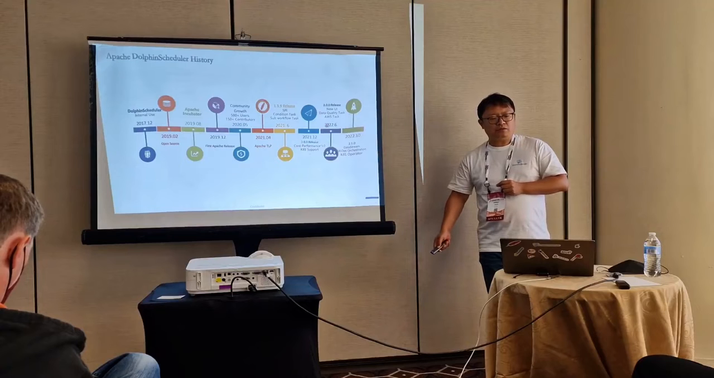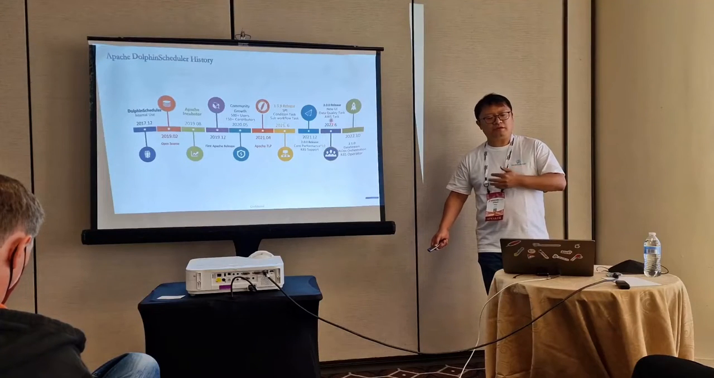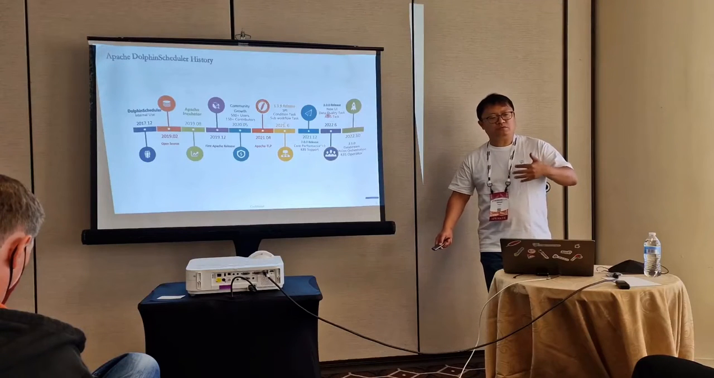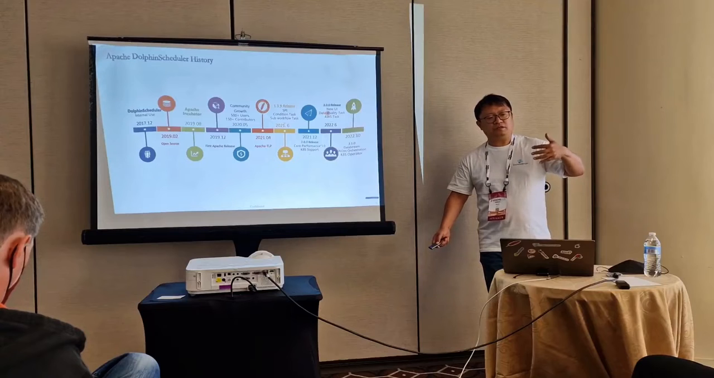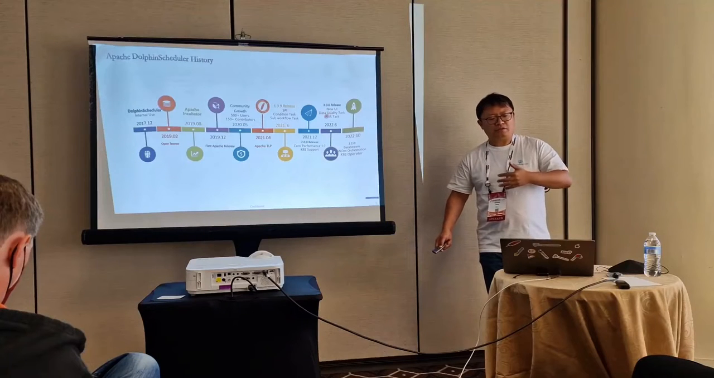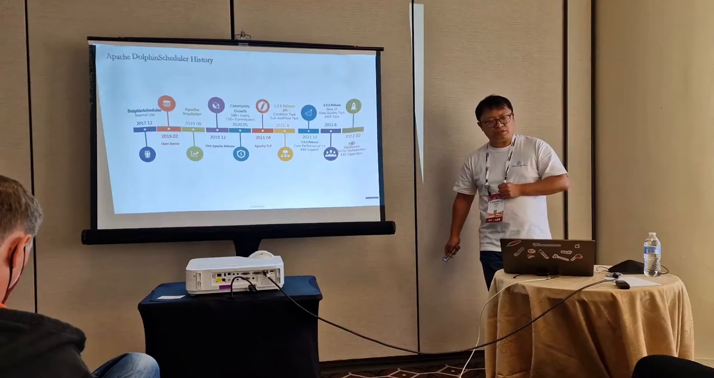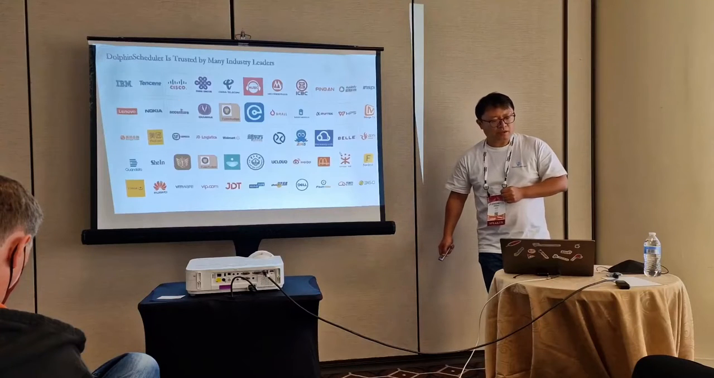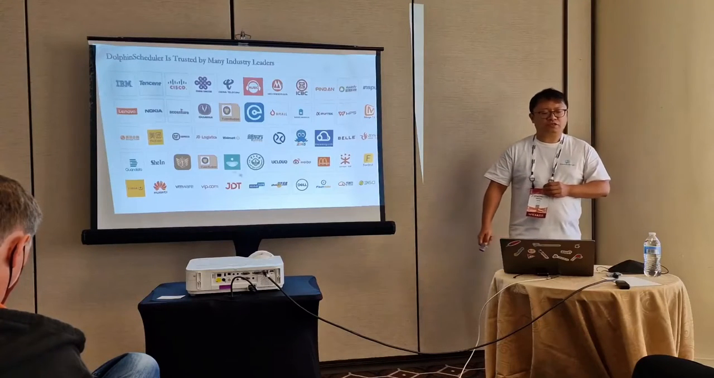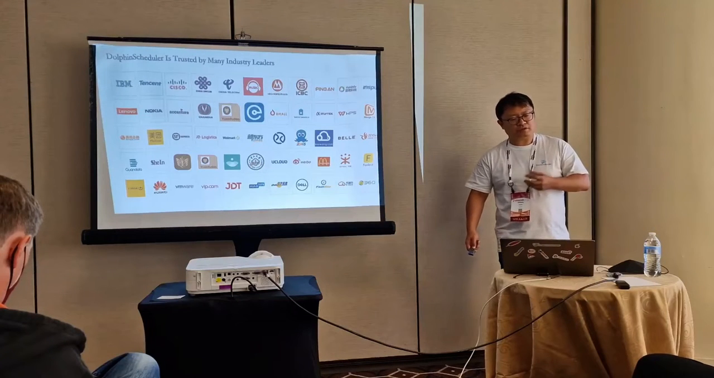And in 2022, we released 3.0, which has a new UI and a data quality task, which means you can control the task: if the data quality is not right, the next task will not be triggered. And we also support AWS in 3.0. And we just released our 3.1, and in this version we support data streams and MLOps orchestration, and also a Kubernetes operator. So many users use DolphinScheduler. I think it's more than 1,000.